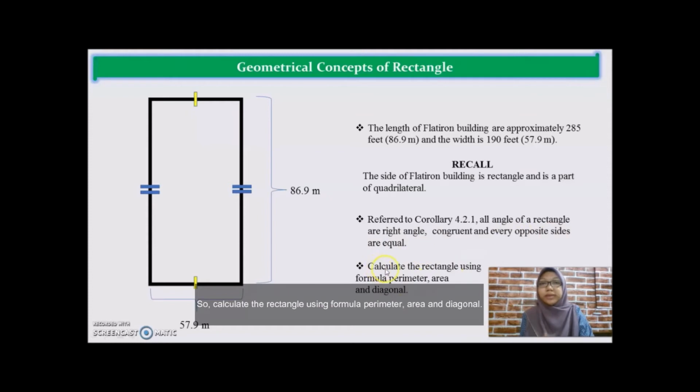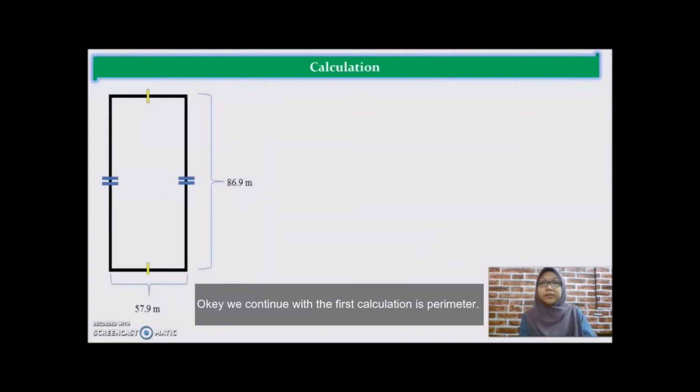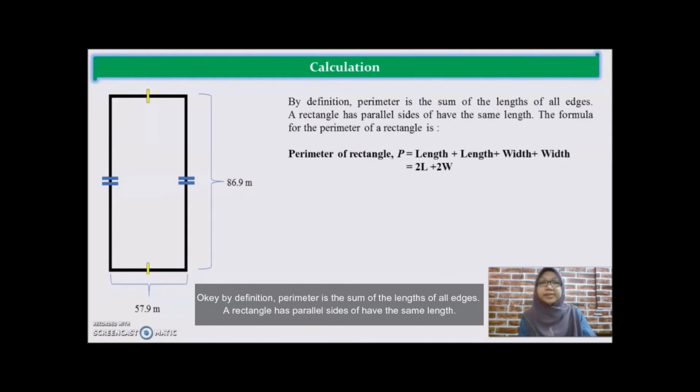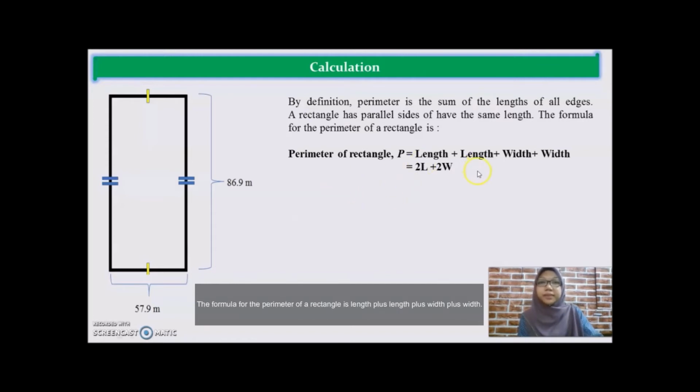So we want to calculate for the rectangle the perimeter, area, and diagonal. We continue with the first calculation, the perimeter. By definition, perimeter is the sum of the lengths of the edges. A rectangle has parallel sides that have the same length. The formula of perimeter is length plus width plus length plus width.